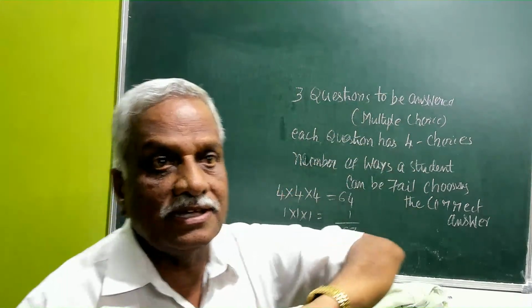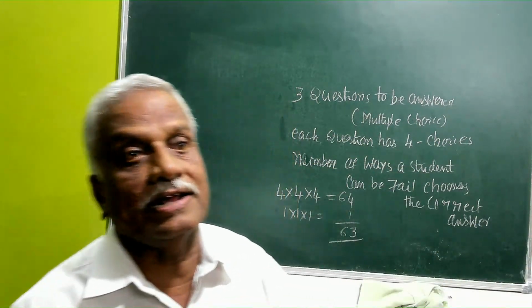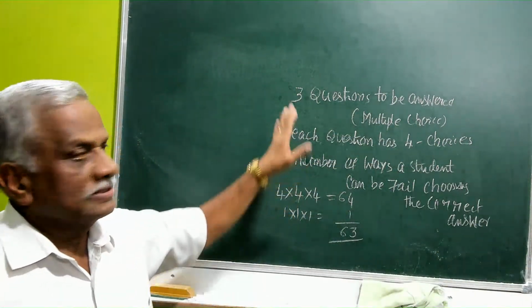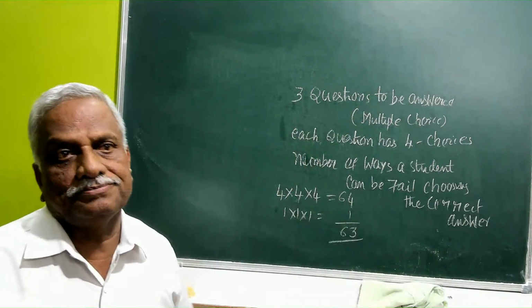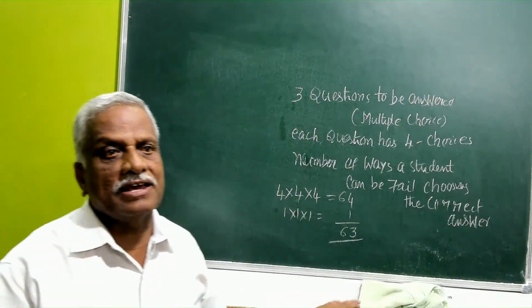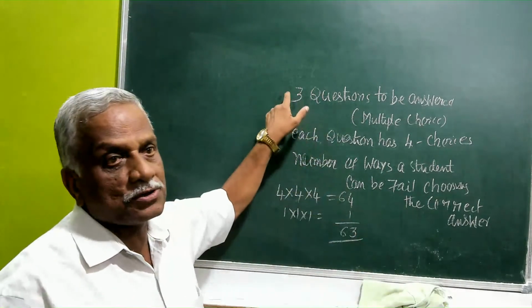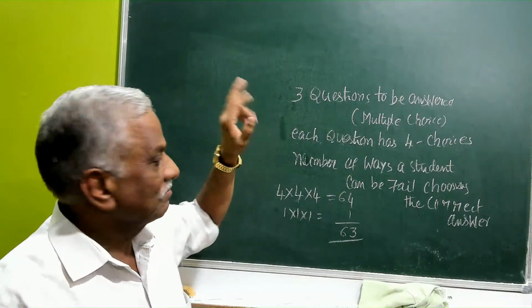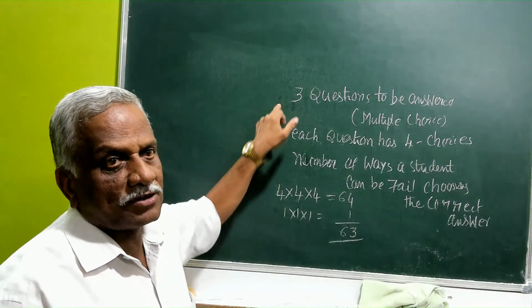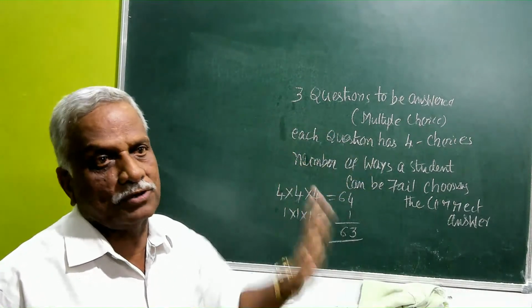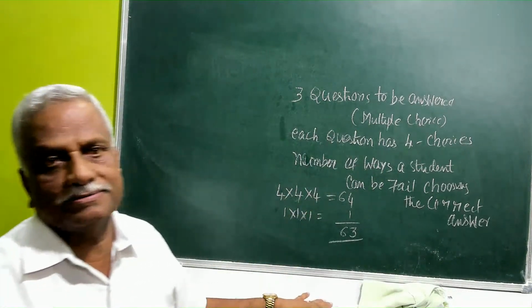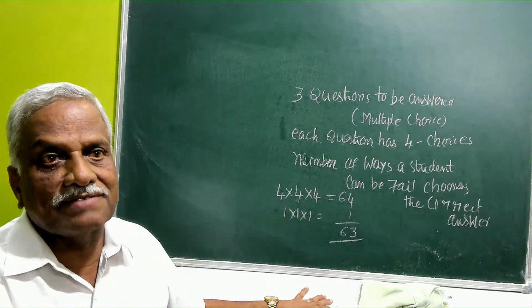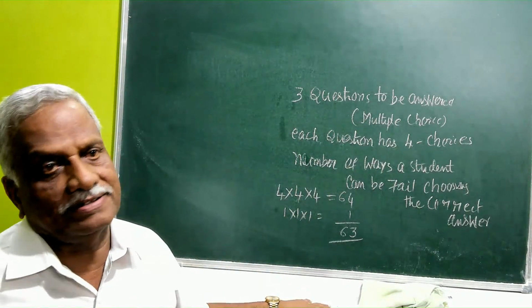Number of ways he can fail by choosing a correct answer. Given a question, there are 4 choices. So you can put the answer as A or B or C or D. For each question, there are 4 choices. So, first question in 4 ways, second question in 4 ways, third question in 4 ways. It is 64 ways.